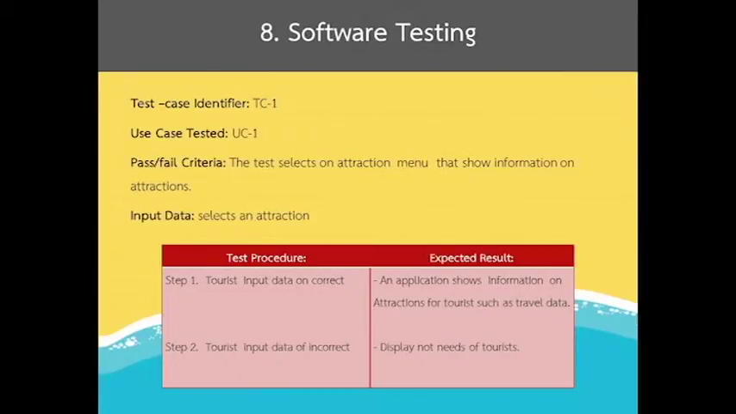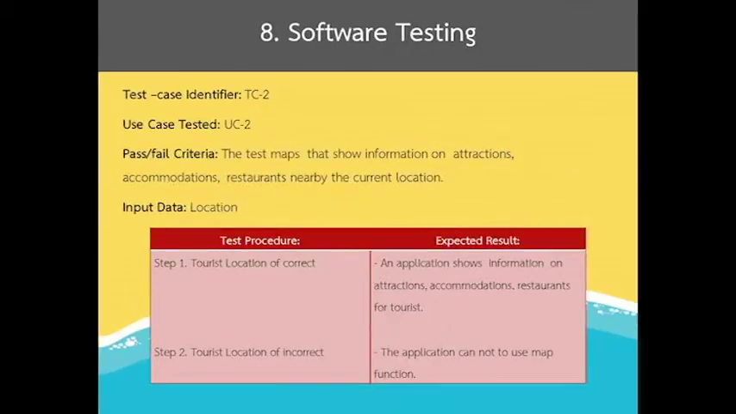Software testing. Test case identifier 1. Use case tested 1. Pass or fail criteria: the test selects the attraction menu, which shows information on attractions. Input data: select an attraction. Test procedure. Step 1: tourist inputs correct data. Expected result: the application shows information on attractions for tourists, such as travel data. Step 2: tourist inputs incorrect data. Display is not what the tourist needs.